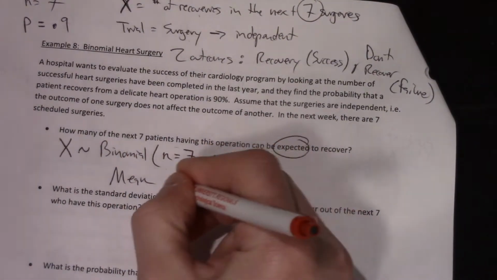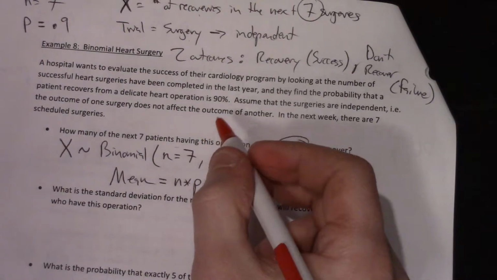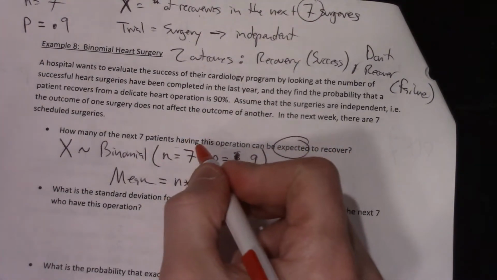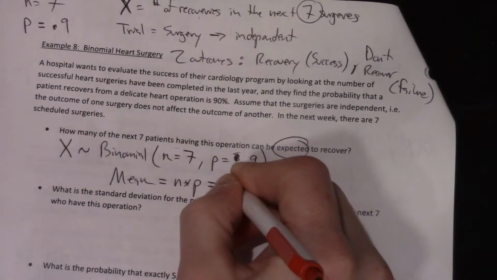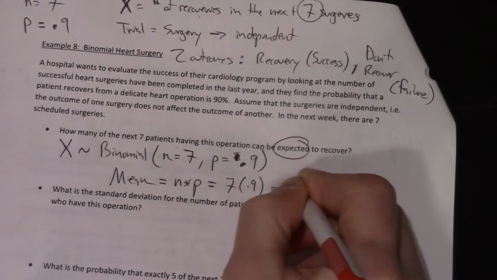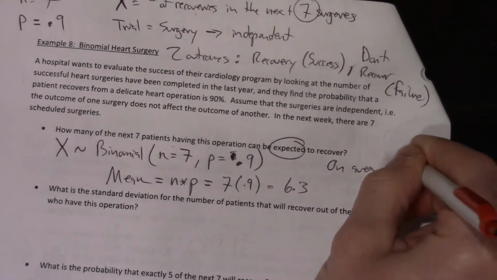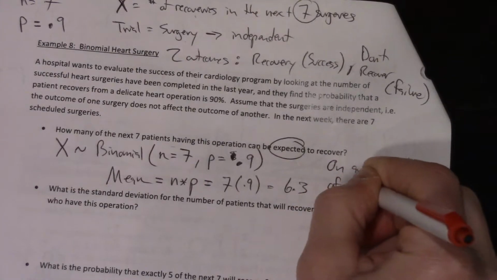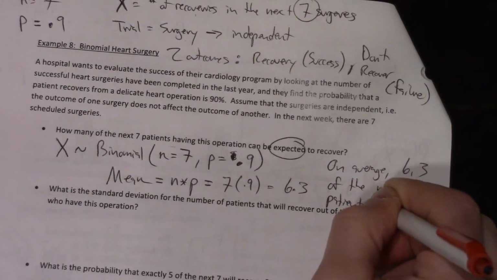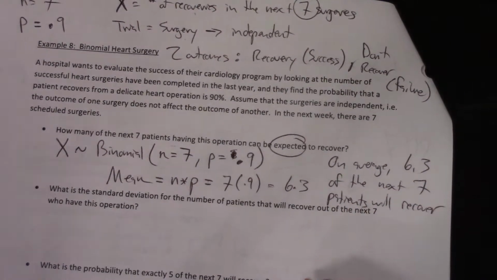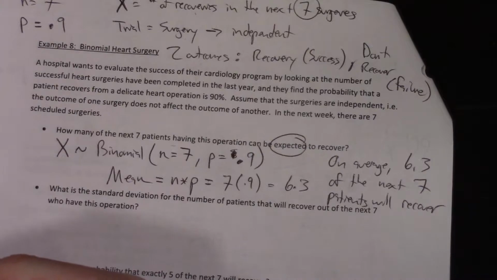And because we have the binomial distribution, we can use that formula. We don't need the whole probability distribution. We don't have to do x times the probability plus x times the probability, etc. This formula works. So in this case we have 7 times 0.9, which is 6.3. So on average, 6.3 of the next 7 patients will recover. And you could say we expect, or it's expected that 6.3 of the next 7 will recover.